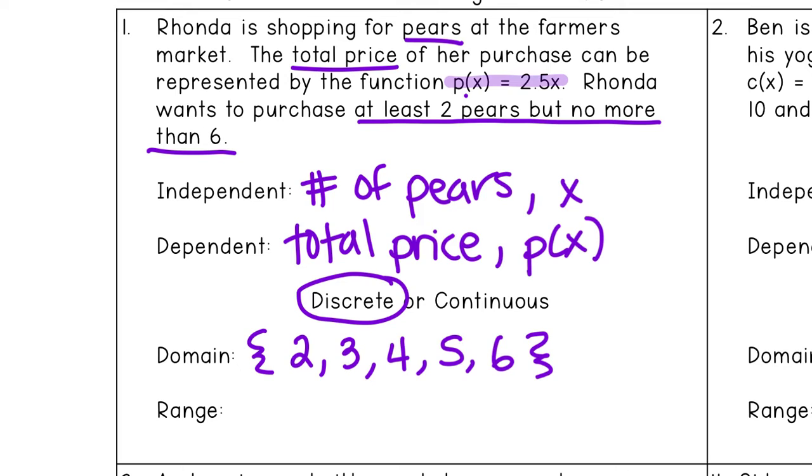So those are her only options. She cannot purchase any partials. So she can't like cut a pear into three pieces and only buy a third of it. It has to be a whole pear. So 2, 3, 4, 5, or 6.